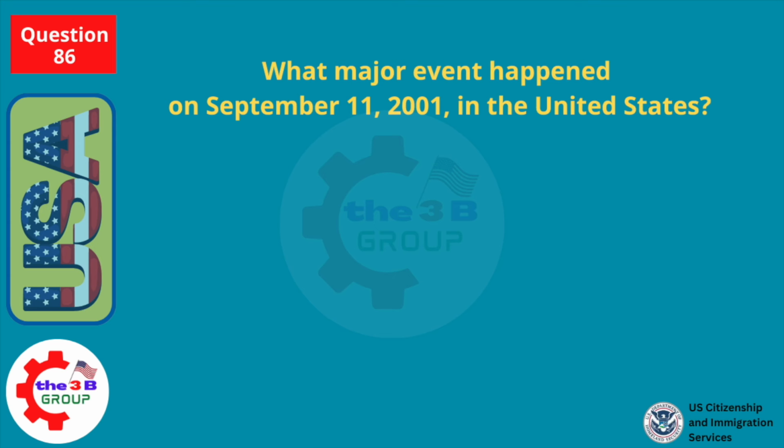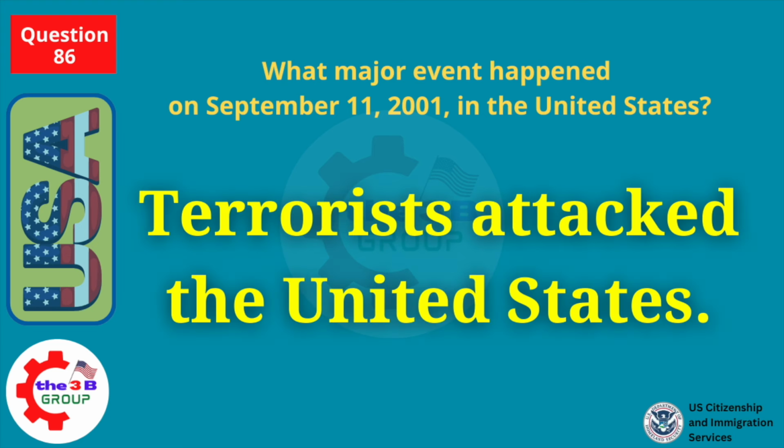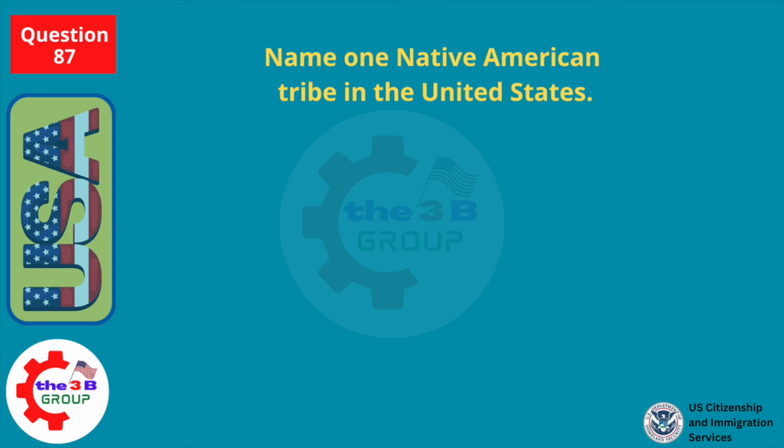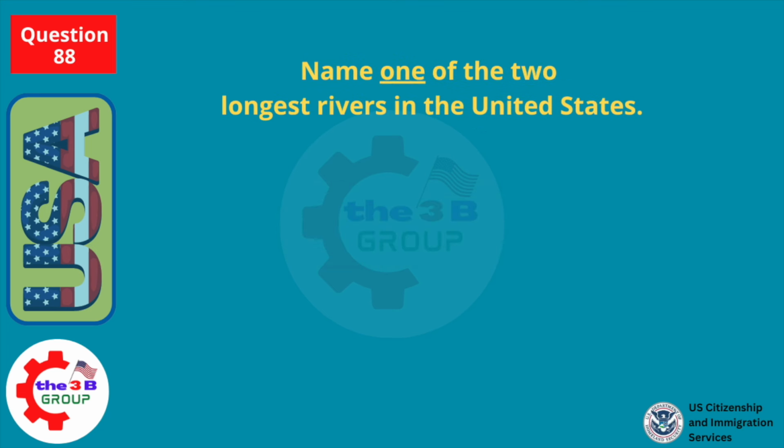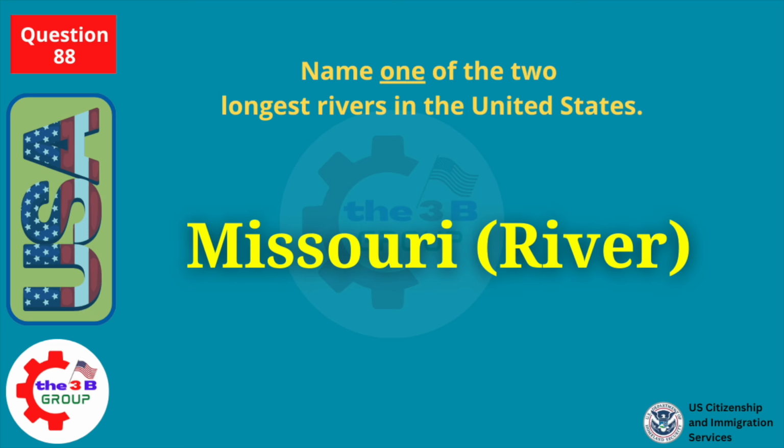What major event happened on September 11, 2001, in the U.S.? Terrorists attacked the United States. Name one Native American tribe in the United States. Cherokee. Name one of the two longest rivers in the United States. Missouri River.